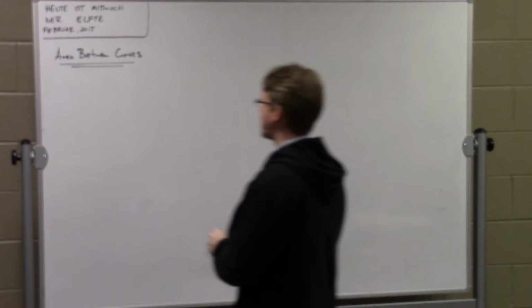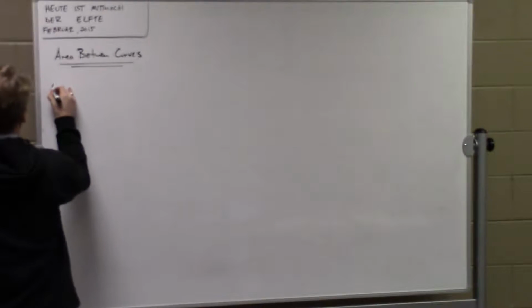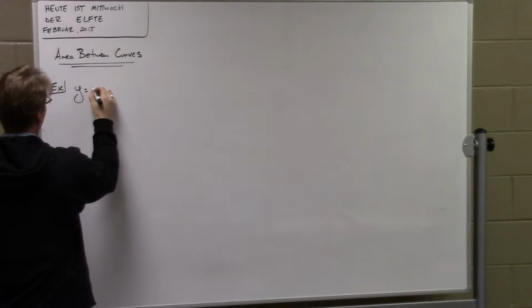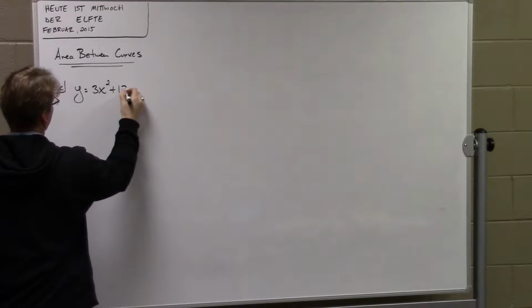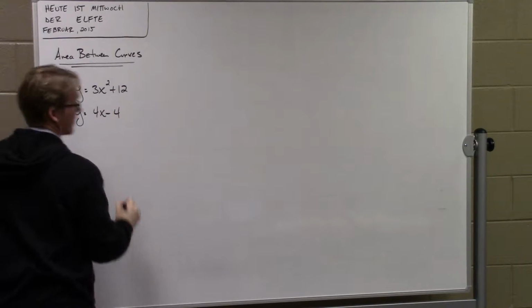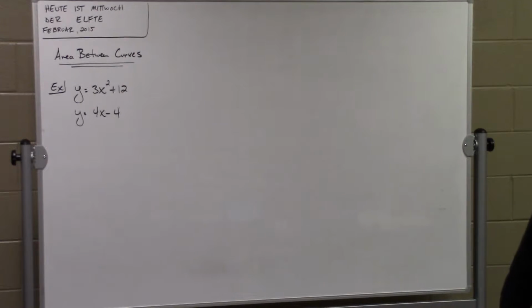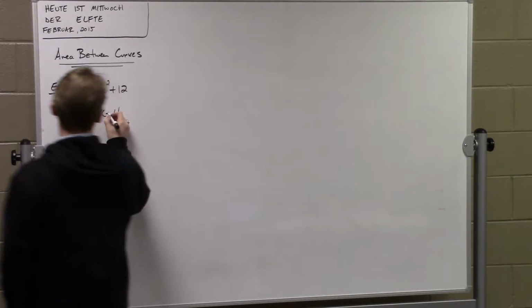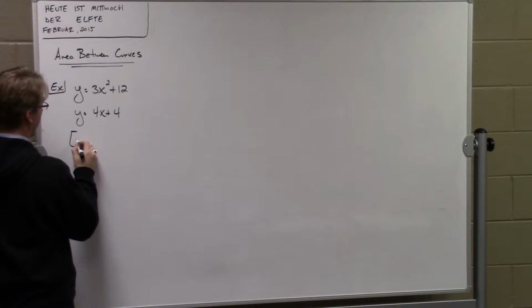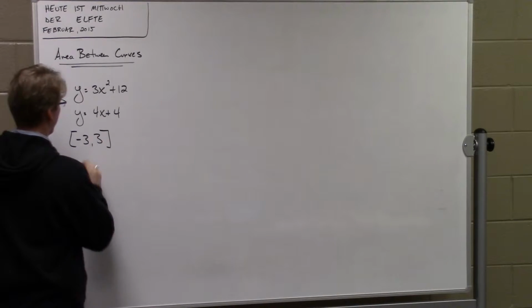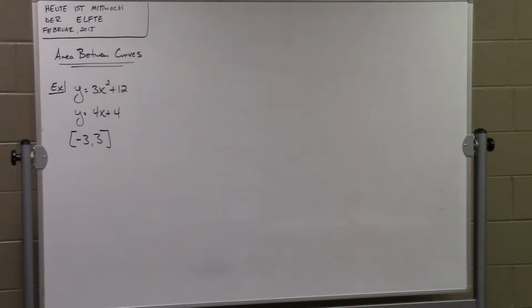All right, so this is an example from homework. I think it's number 1. You've got y equals 3x squared plus 12, y equals 4x plus 4. And then we are on the window from -3 to 3. Okay? And they ask you to find the area that is enclosed by these boundaries. Okay?